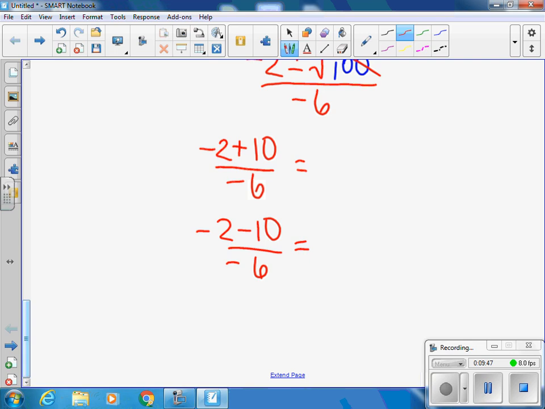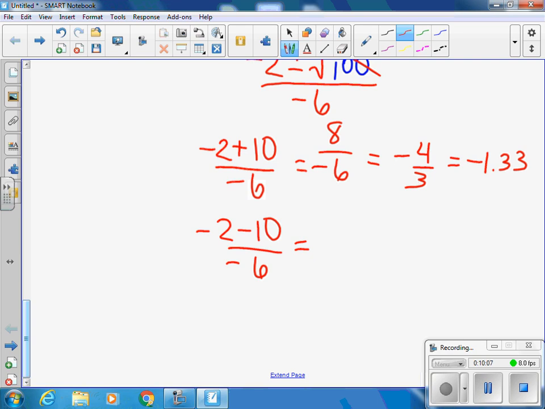Right? And you can have decimals or you can leave them as fractions in this case. Negative 2 plus 10 is going to give you a positive 8, divided by negative 6, which reduces to negative 4/3. You can leave it as negative 4/3, or if you want to turn it to the decimal, because that's what we're operating with, negative 1.33 would be sufficient, because remember, round to the hundredths place.